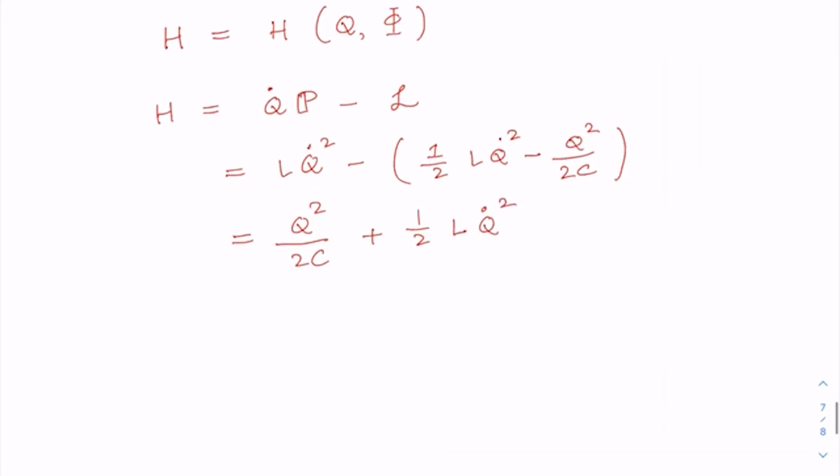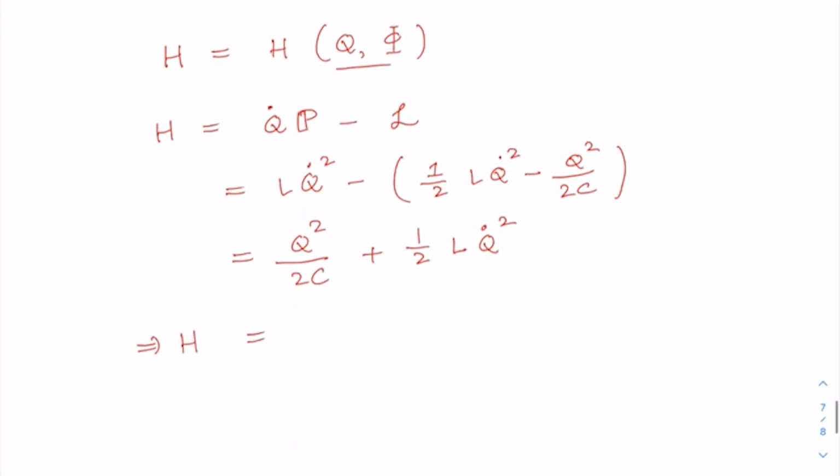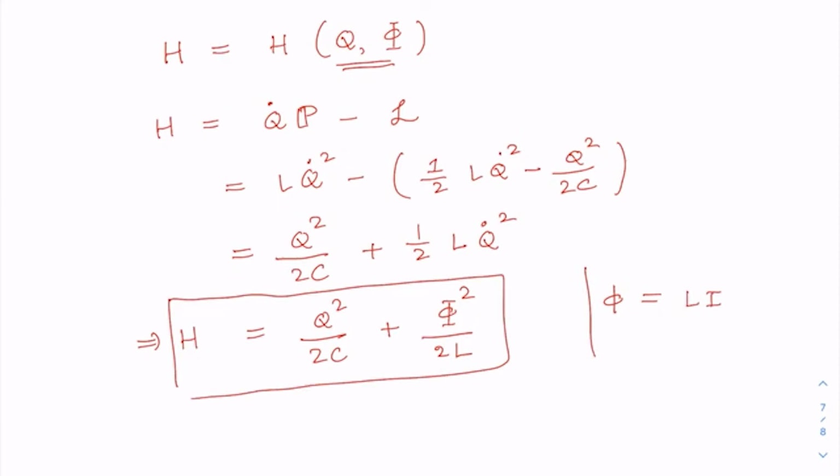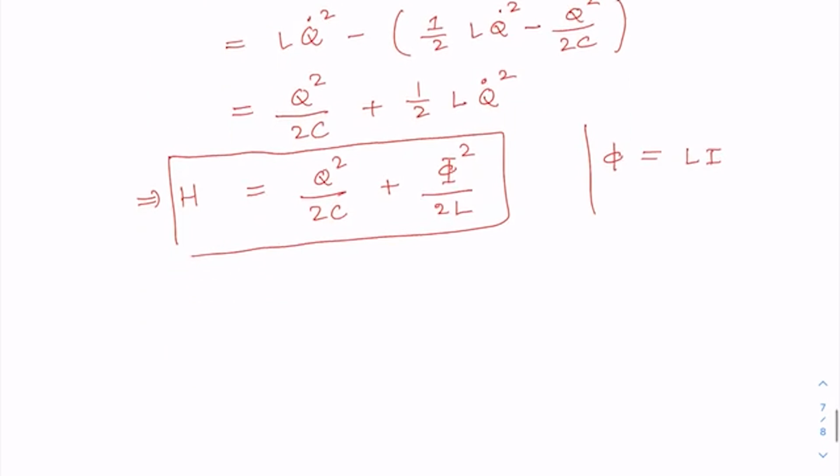This is what you will get, and because the Hamiltonian is a function of charge and the momentum, this q and this magnetic flux, better we write it like this: q square by 2C plus phi square by 2L, because q dot is equal to I and we have phi is equal to L i. So I just utilize it, and this is our Hamiltonian.